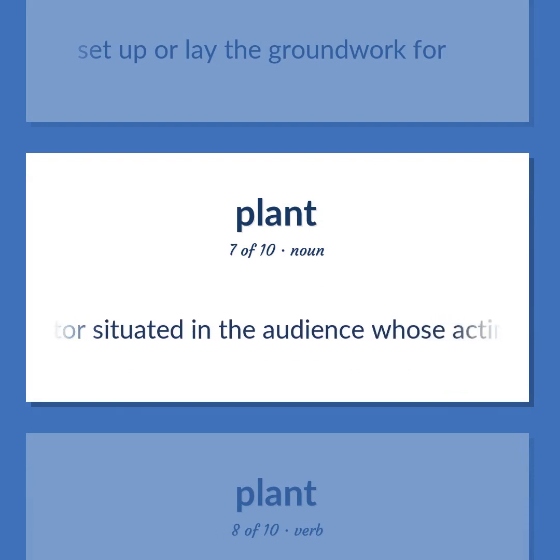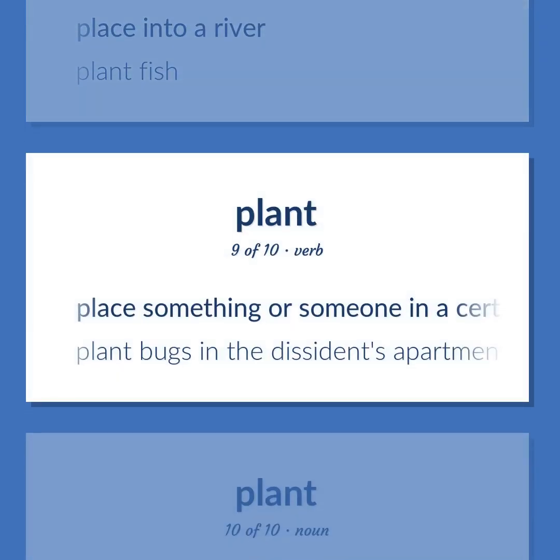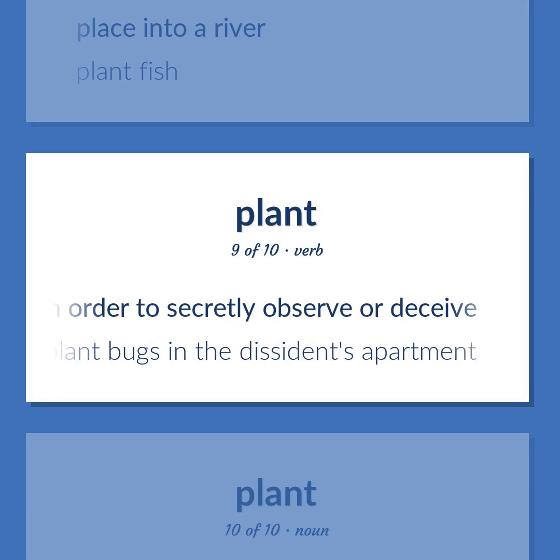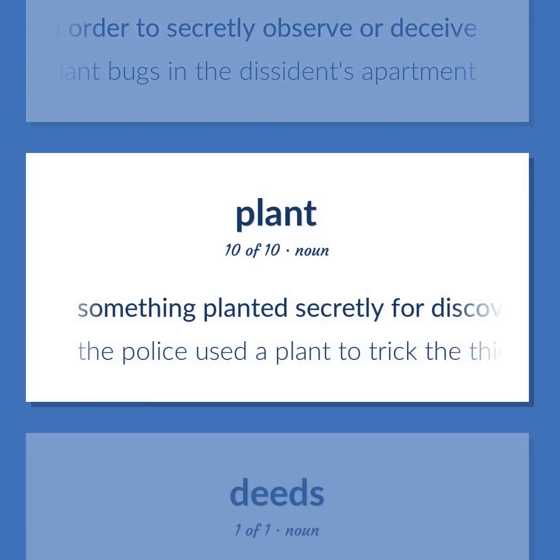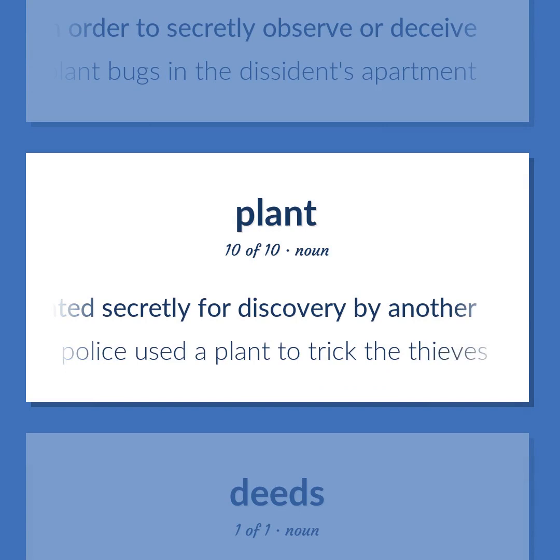An actor situated in the audience whose acting is rehearsed but seems spontaneous to the audience. Place into a river. Plant fish. Place something or someone in a certain position in order to secretly observe or deceive. Plant bugs in the dissident's apartment. Something planted secretly for discovery by another. The police used a plant to trick the thieves.